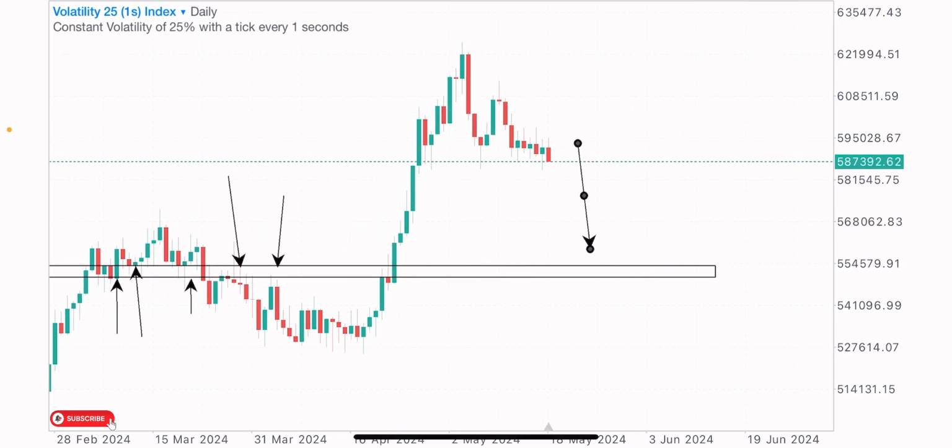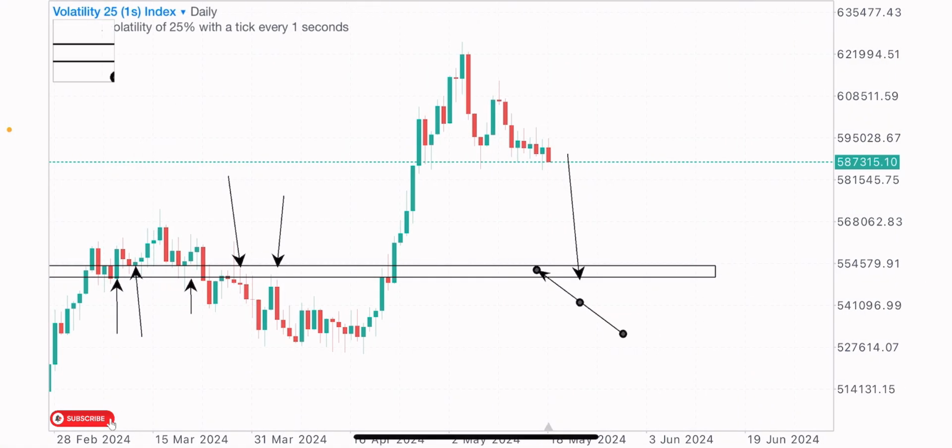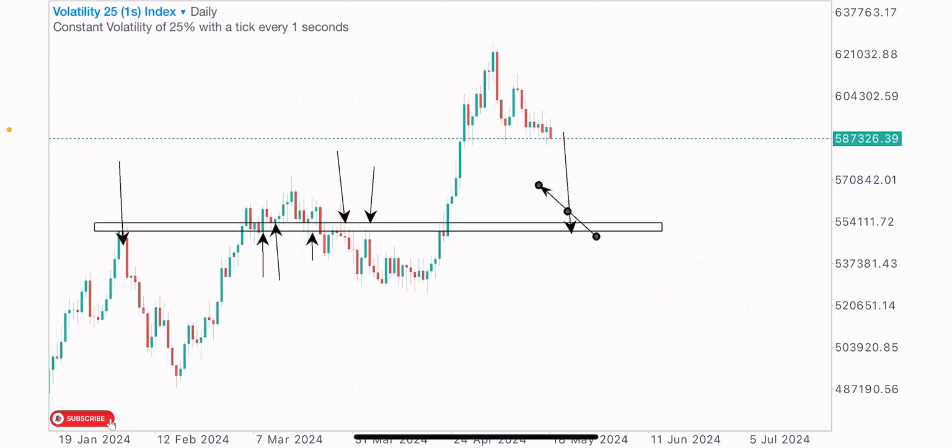So the market is trying to approach this next level of support. This broken level of resistance has now turned support. So if price can get to this level, there's a possibility and a probability that we're going to get a buy move from this zone.